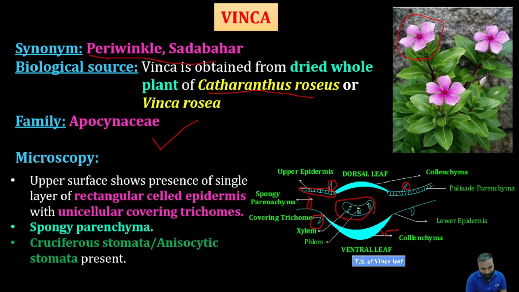So it will be like this. There will be spongy parenchyma, and anisocytic stomata will be there. You should definitely remember what type of stomata will be there, and what type of trichome will be there.